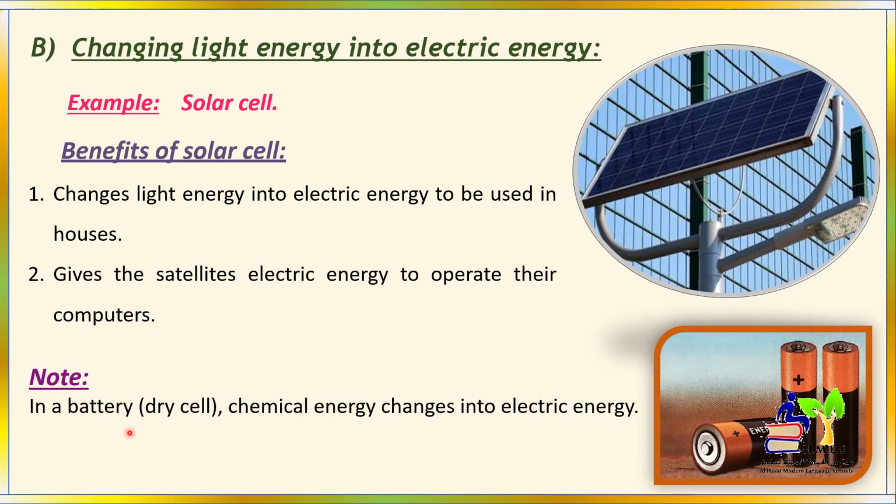Note, in a battery, in the dry cell, this is called a dry cell. In the dry cell, there are chemicals. These chemicals react together to produce chemical energy. And the chemical energy changes into electric energy. So in a battery or a dry cell, chemical energy changes into electric energy.